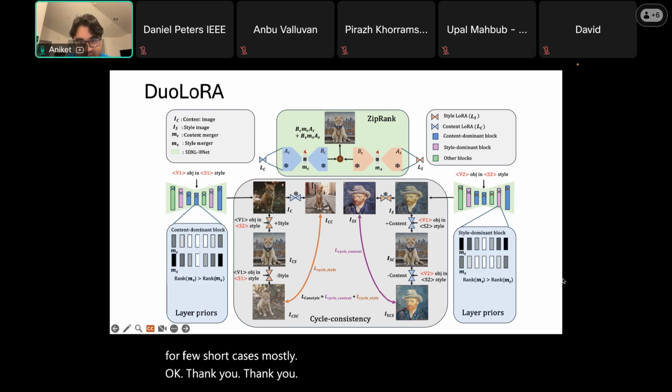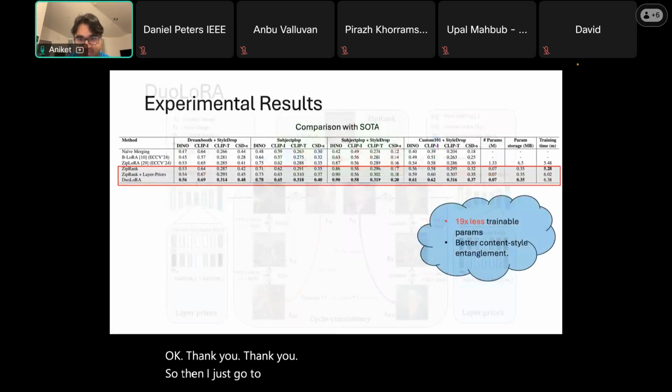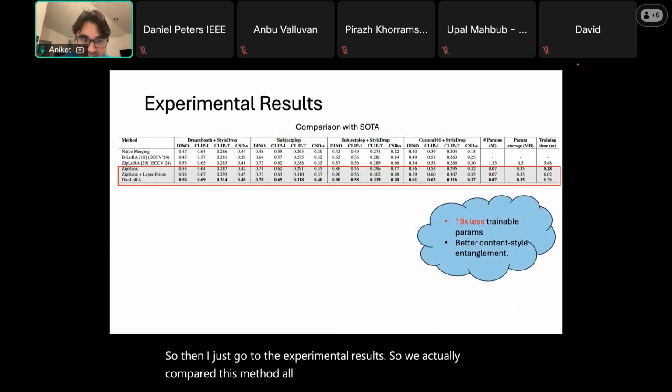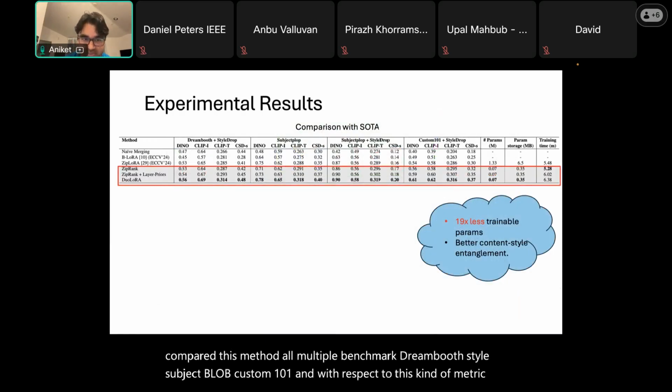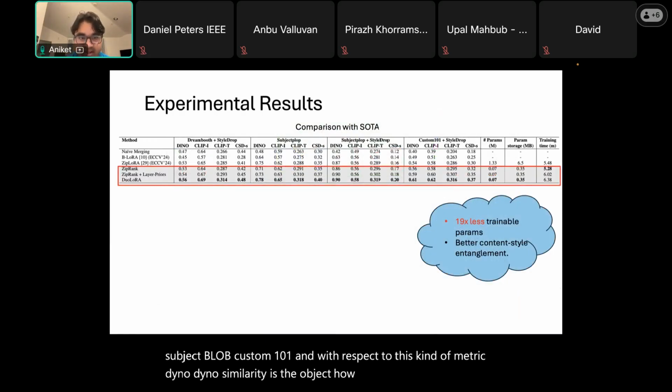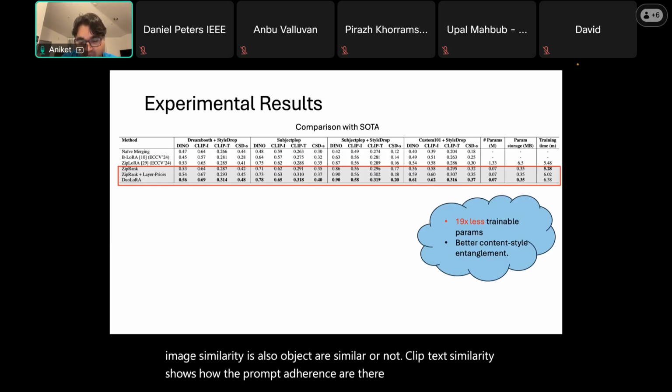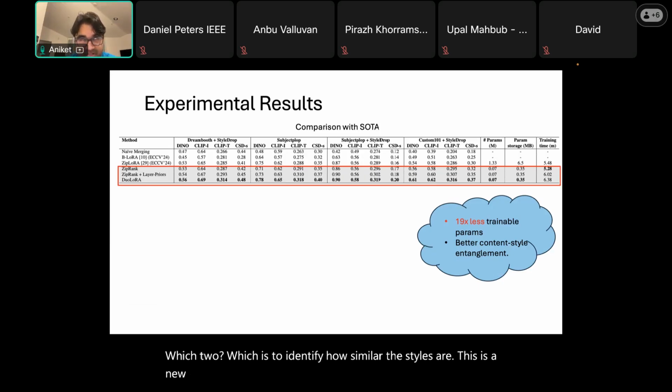Yeah. So then I'll go to the experimental results. We compared this method on multiple benchmarks: DreamBooth, StyleDrop, Subject Plus, and Custom 101. With respect to the metrics, DINO similarity shows how well the objects are retained. CLIP image similarity also measures whether objects are similar or not. CLIP text similarity shows how well the prompt is adhered to. And CSD is a metric to identify how similar the styles are. This is a new metric which was recently proposed, and we tried that metric as well.